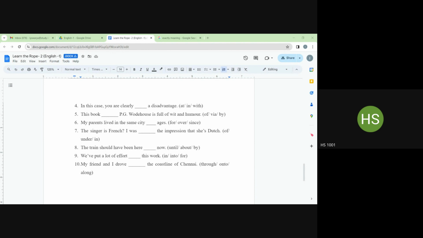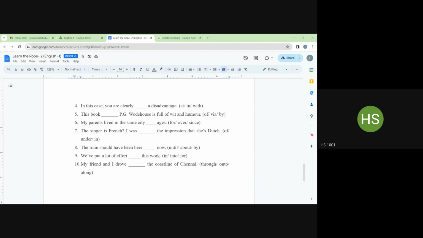The singer is French. I was dash the impression that she is Dutch. Under the impression, right? "Of" is also something that people very commonly use, but it is not considered a neat expression, although you will find this kind of informal usage in many places. The right answer would be "under": I was under the impression that she's Dutch.